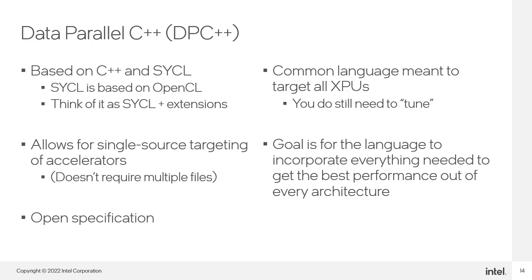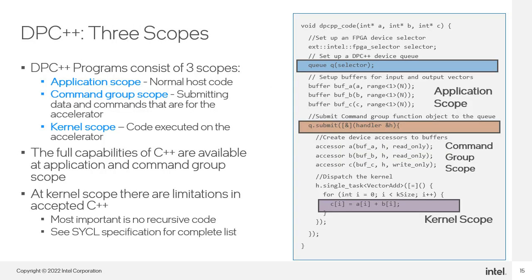DPC++ is an industry standard with open specification. With DPC++, you have a common language that targets all XPUs, albeit some tuning is required depending on the architecture you are targeting. Driving the goal of OneAPI, DPC++ provides the language that incorporates everything needed to get the best performance out of every architecture. DPC++ has 3 scopes with which the compiler identifies what operation is being handed off to what device. As the developer of the program, it is important to be aware of these scopes so as to ensure you are getting the right functionality.